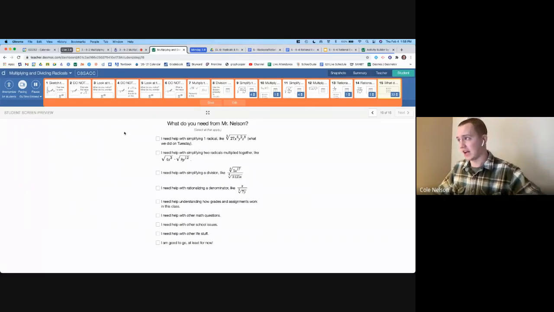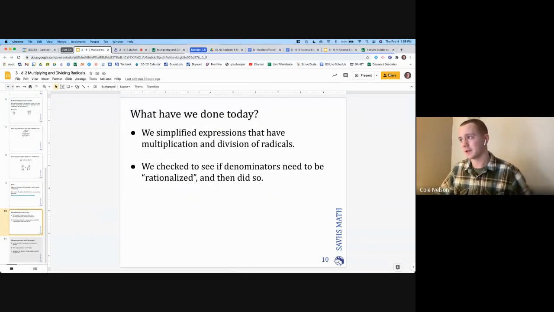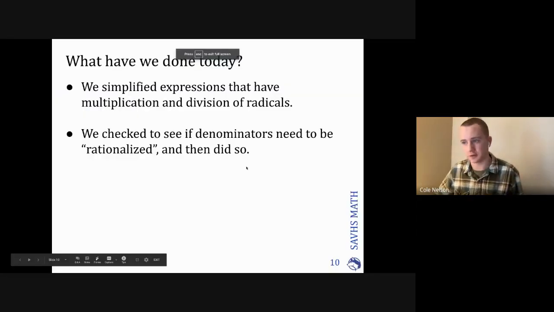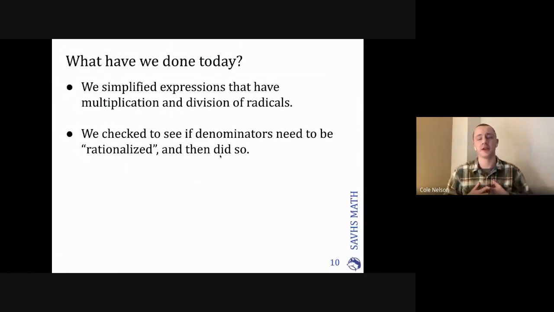Hold on for a minute because I have one more thing to say. I want you to just keep the Desmos window open because I want to go back to the Google Meet. So come back to the Google Meet for just 30 seconds and then I'll have you finish up on slide 15. Here are the things that we've done today. We simplified expressions that have multiplication and division. We rationalized denominators. Those are the 3 big things we did.